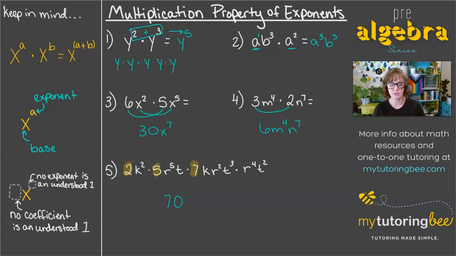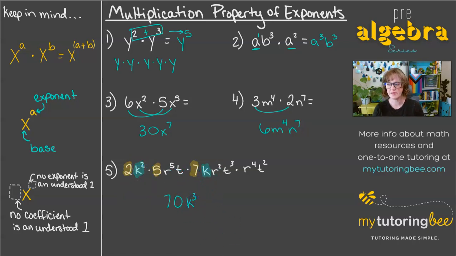Okay, and now we're just going to go down the line here, and I do want to look at these in alphabetical order when we get to the variables. So the next letter in alphabetical order is K, so let's look at all of our K bases. We don't have any in this term. We do have K. This is going to be K to the 1 power, right, because we don't see an exponent there. So it looks like we've got K squared times K, so that's going to give us K to the third.